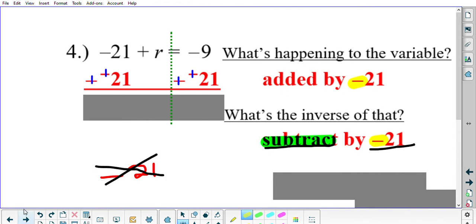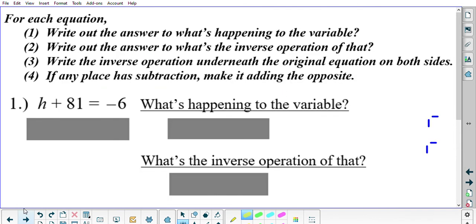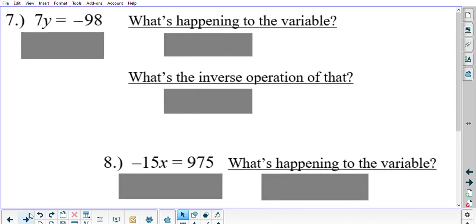Okay, the second page of the guided notes is meant to pretty much be independent practice. But I do want to quickly have you jump down to number 7, and I want to lead you through it real quick. So here we go. Skip down to number 7. We're on the second page.